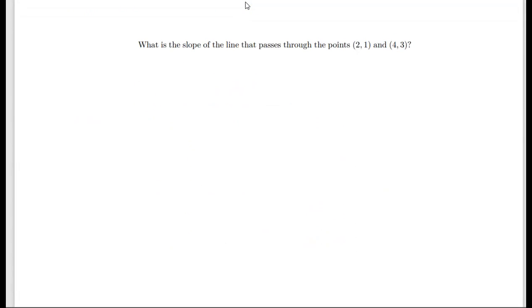further cement this idea. So what is the slope of the line that passes through the points (2,1) and (4,3)? So again, we just first have to label the points, label this as x1, and label that as y1, and label that as x2, and label this as y2. So to find the slope of a line, we say slope m is equal to the change in y over the change in x.